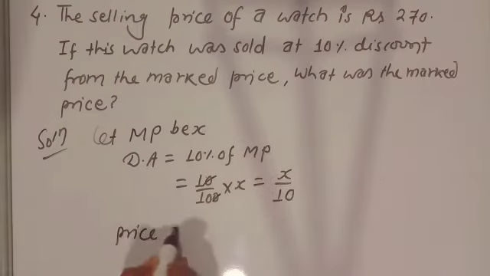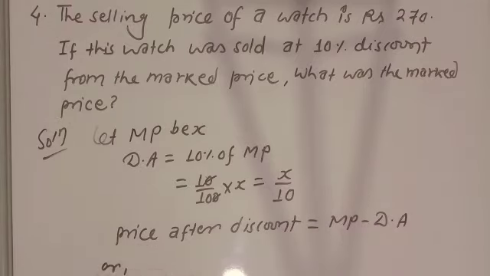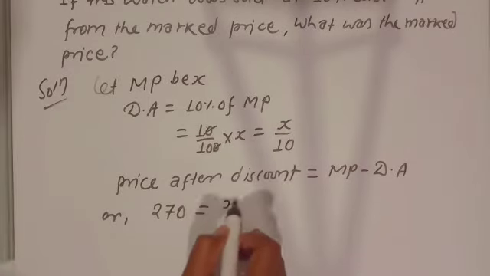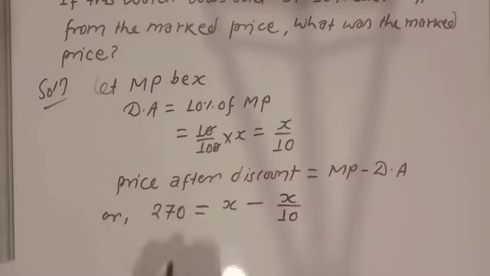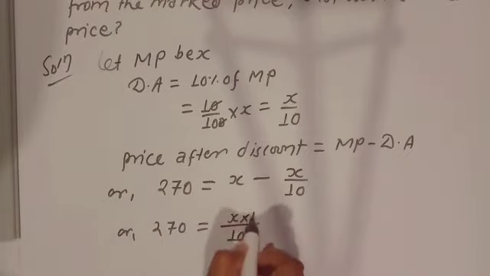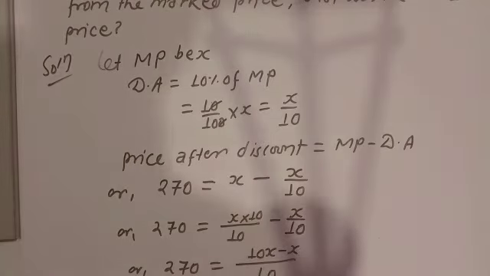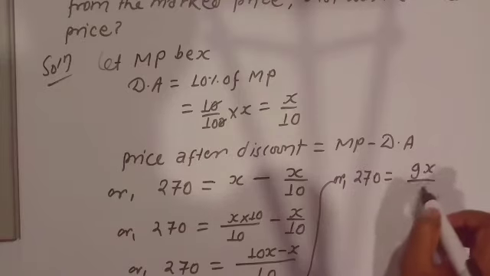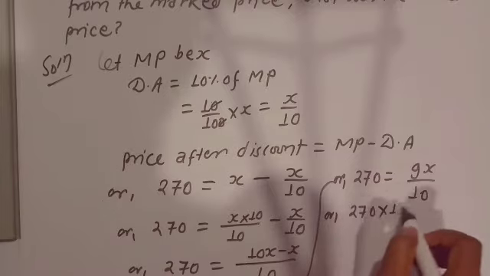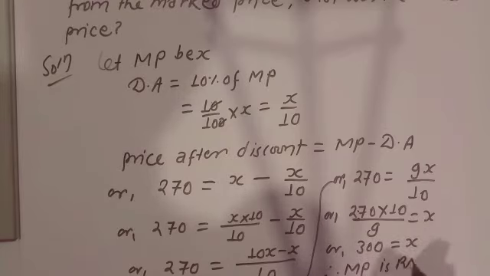Then price after discount equals MP minus discount amount, and price after discount is given. This is 270. MP is X, minus discount amount X upon 10. Or 270 equals X times 10 upon 10 minus X upon 10. 270 equals 10X minus X, which is 9X upon 10. Then by cross multiplication, 270 times 10 upon 9 equals X. 270 divided by 9 is 30, times 10 is 300. 300 equals X. Therefore MP is Rs 300.